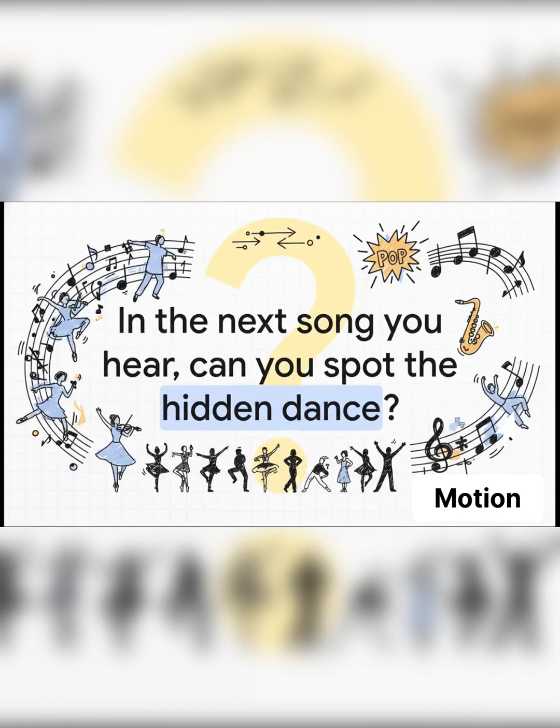So, I'll leave you with this question. A little challenge. The next time you put on your favorite song, I don't care if it's pop, classical, jazz, whatever, listen closely. Can you hear the dancers? Can you spot the hidden dance?